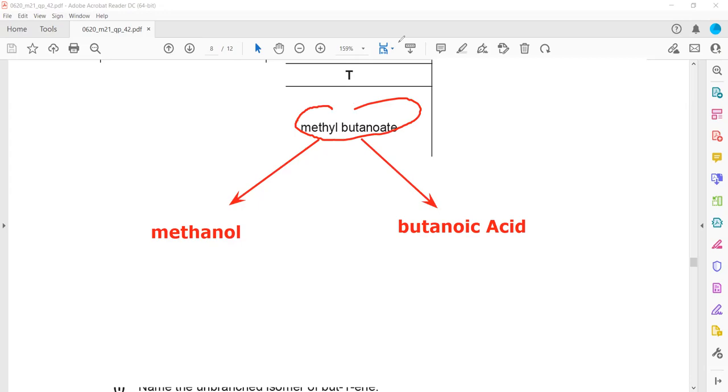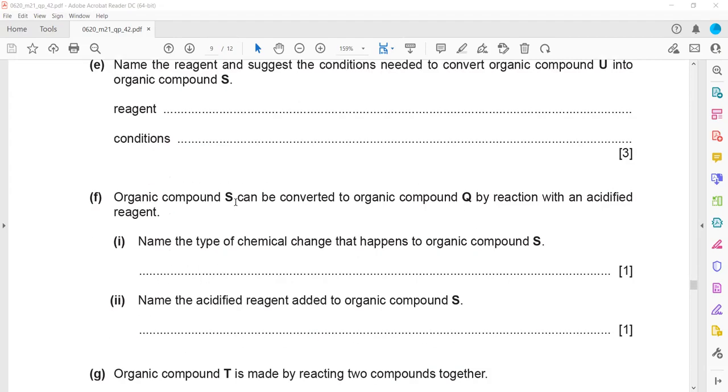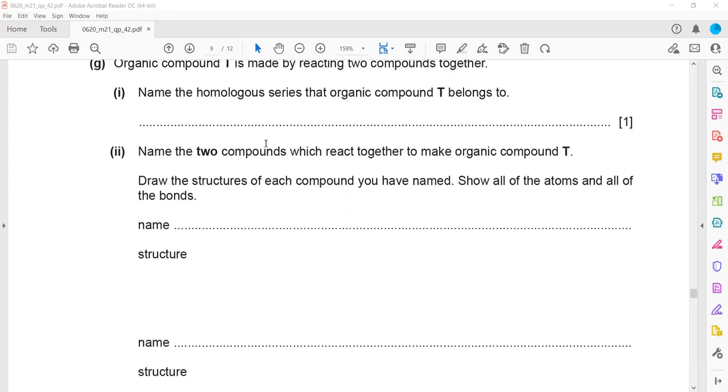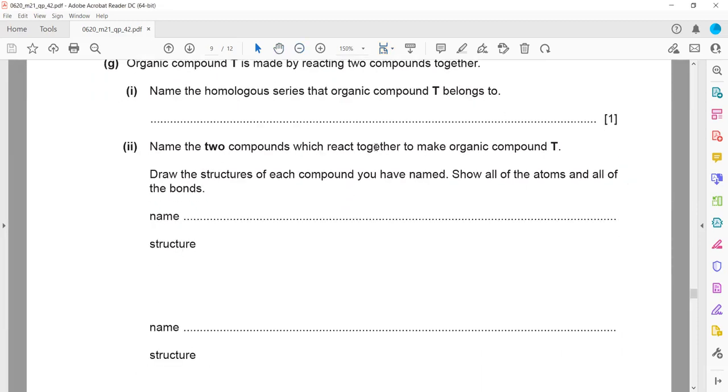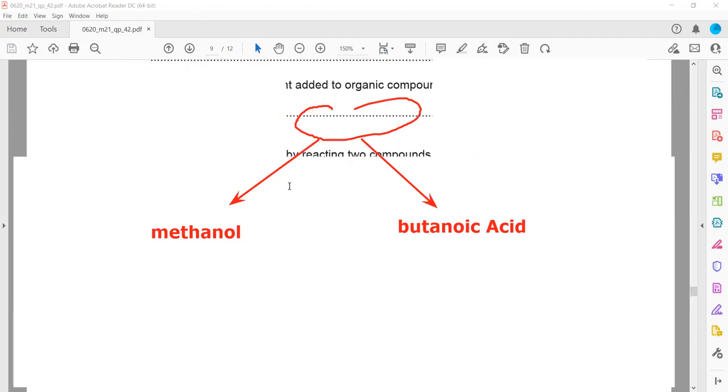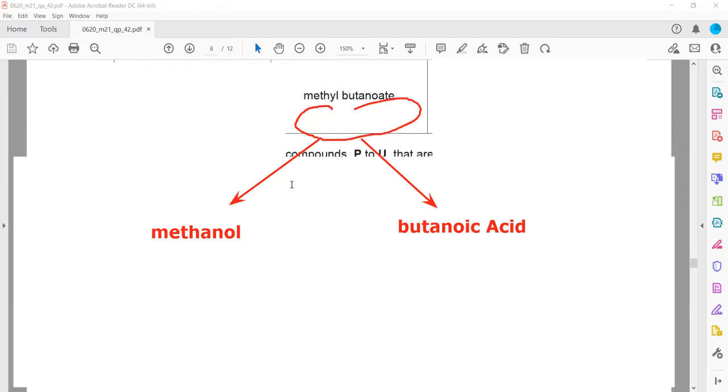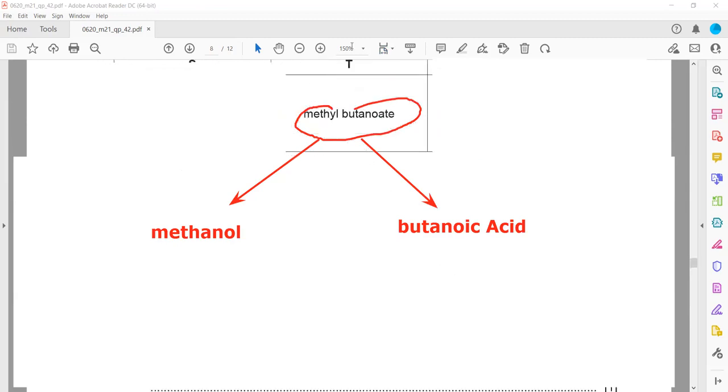So the question is, which class or what is the family of this organic compound, or which functional group is present here? Name a homologous series, or name a family to which compound T belongs. It belongs to ester. And name two compounds which react to form T. As I just mentioned, how the compound T is formed: the compound T, which is methyl butanoate, is formed by reaction between methanol and butanoic acid.